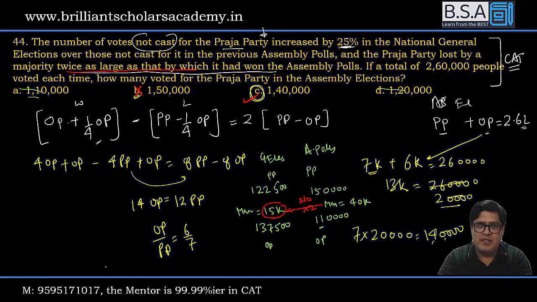If no options are given, then solve by making equations. If options are not given, it is a theta question. But if options are given, you can use the options and get answers. Is the second method clear to you guys? Did you understand the second method well? Is the second method clear to you?